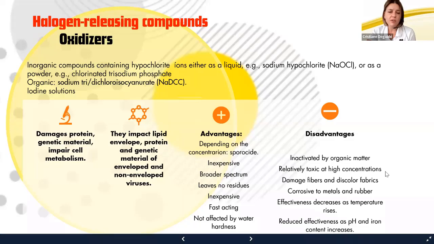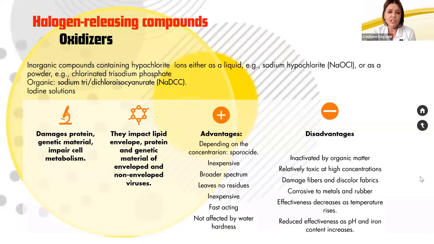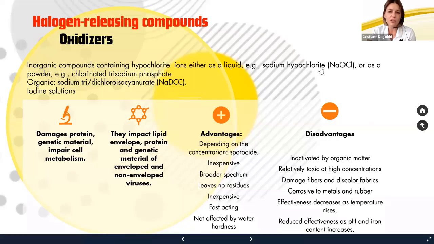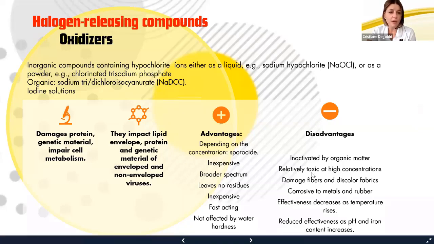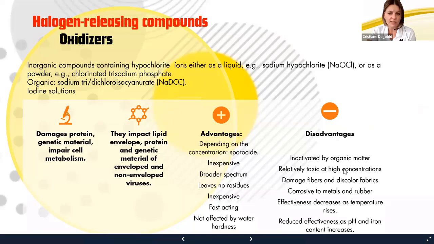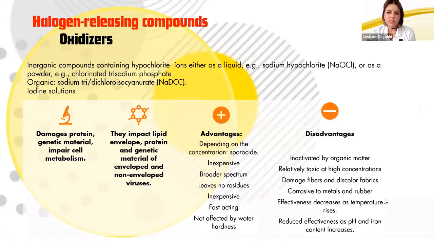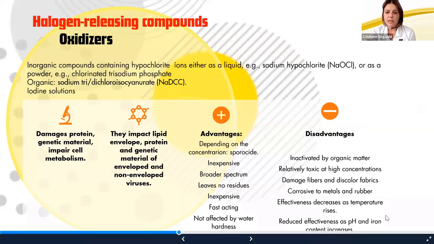Disadvantages: they are inactivated by organic matter, although, as I said, organic chlorine will be less susceptible. They are relatively toxic at high concentrations if we are talking about sodium hypochlorite, but this won't happen, for example, with hypochlorous acid. It's much less toxic. Again, some of them will damage fibers and discolor. They can be corrosive to metals and rubber.